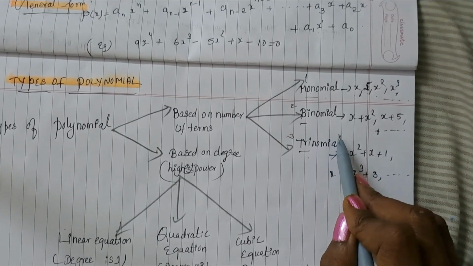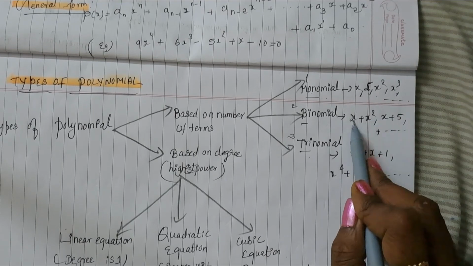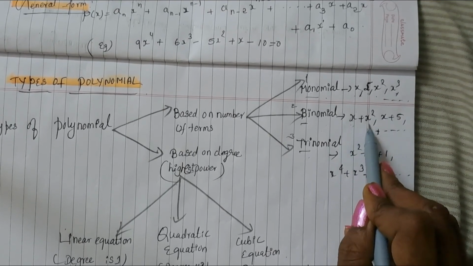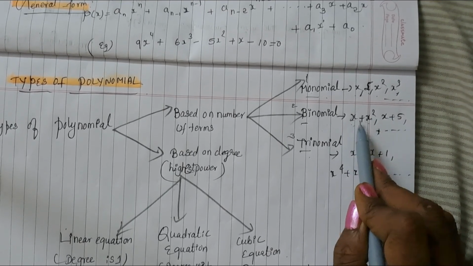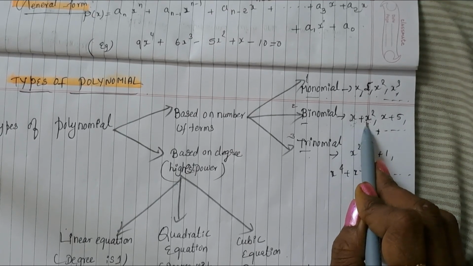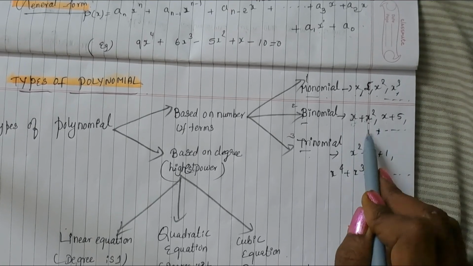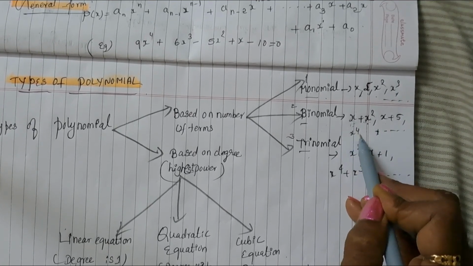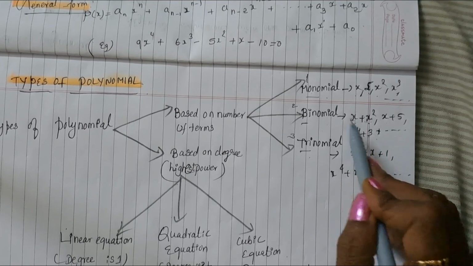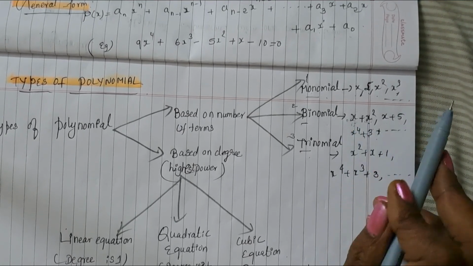Binomial, bi means 2. Don't be conscious about these powers, but two terms will be there. One is x and one more is x square, and they can be connected by some operator, but two terms will be present. So we can say it's a binomial. X plus x square, or x plus 5, or x power 4 plus 3 also. So this is nothing but a binomial. Two terms are there. You just count whether it is 1, 2 or 3.